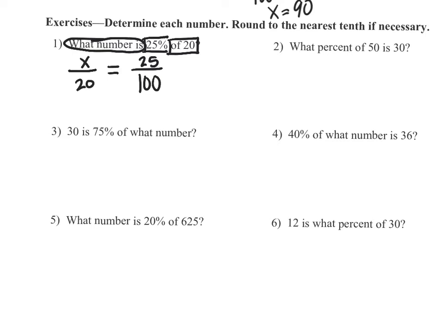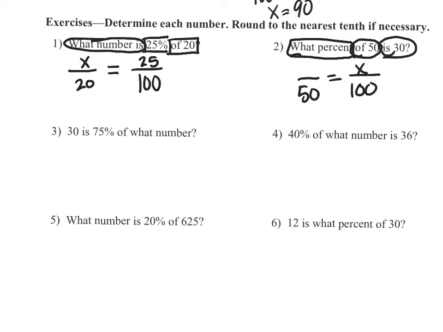Number 2, what percent? That means that's our question mark. We don't know that, right? Okay, of 50. Of 50 go together. So that's going to be your bottom part. Is 30. Okay, so the part is 30. The whole is 50. And then percent we don't know. And so you can fill in all the numbers you know, and then whatever's left over is your x.